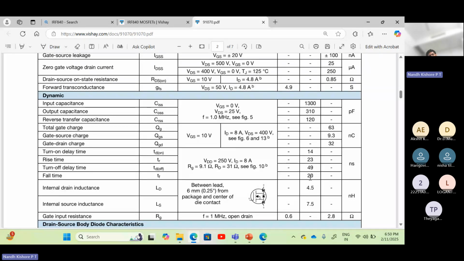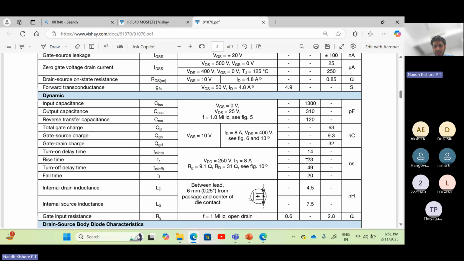One thing you need to observe, an extra thing I'm telling, is that TR and TF are actually given at a particular operating condition: 250 volt, 8 amperes, RG is 9.1 ohms, RD is 31 ohms. So TR and TF are given at a particular operating condition, and their values will actually change with the operating conditions. For now, we will not consider that. But if you go to master level courses, you will understand how to actually compute your TR and TF.